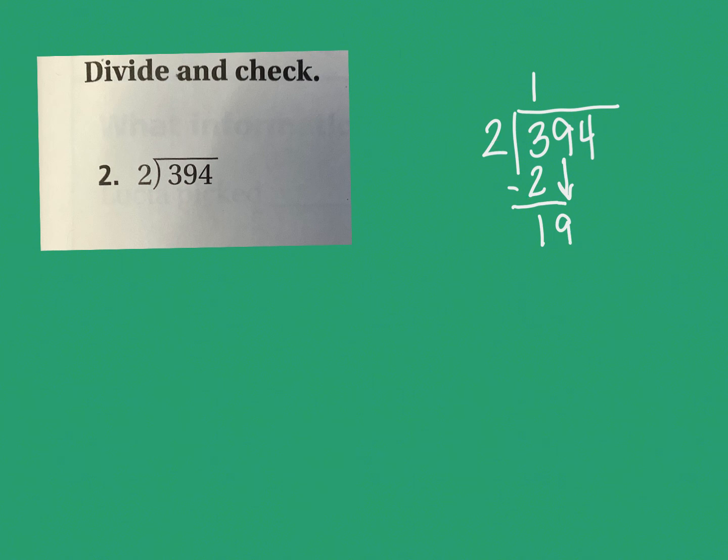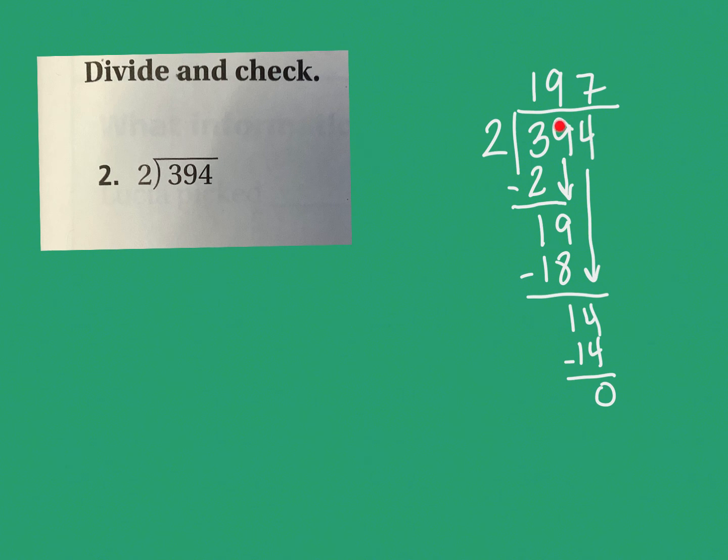2 times 10 is too high. So we're going to do 2 times 9. That gives us 18. What's left? 9 minus 8 is 1. 1 minus 1 is none. Is my current remainder less than my divisor? Yes, good, okay. Keep going then. We'll bring the 4 ones down. 2 times what number gives me 14? 2 times 7 does that, right on the money. 2 times 7 is exactly 14, so I will have no remainder.